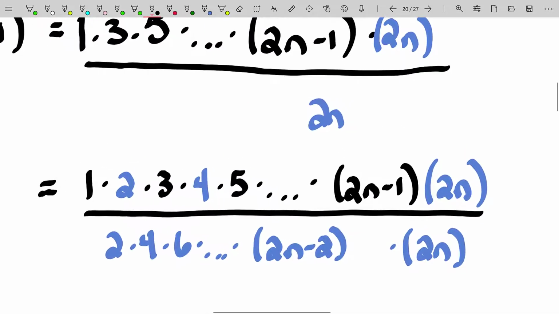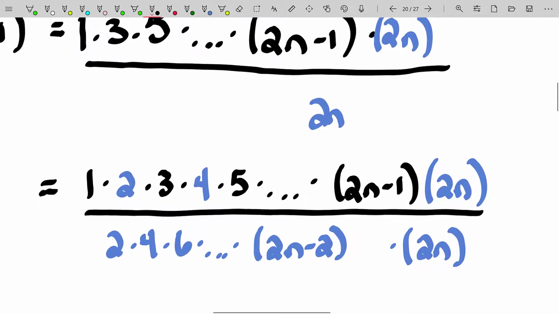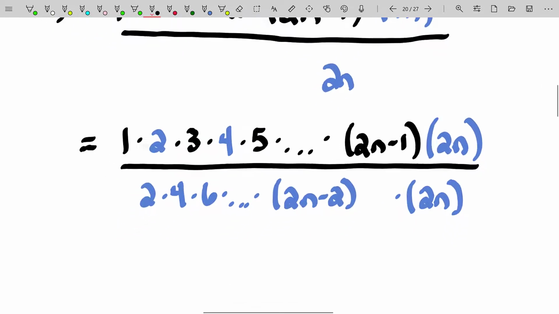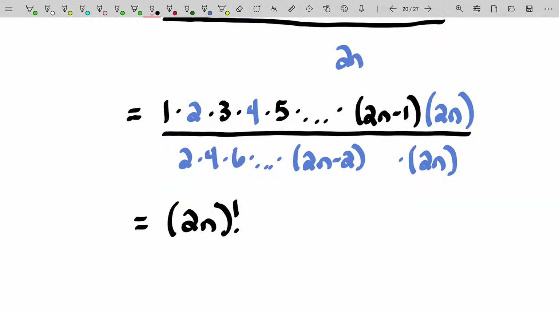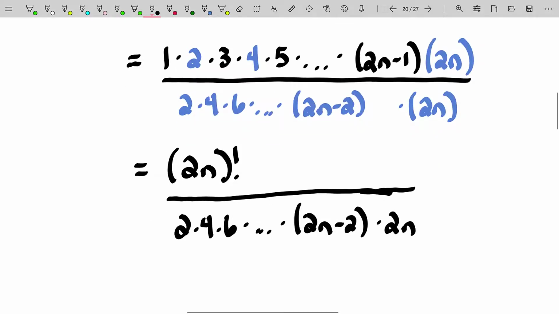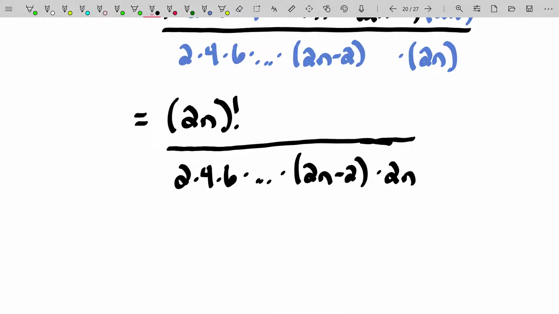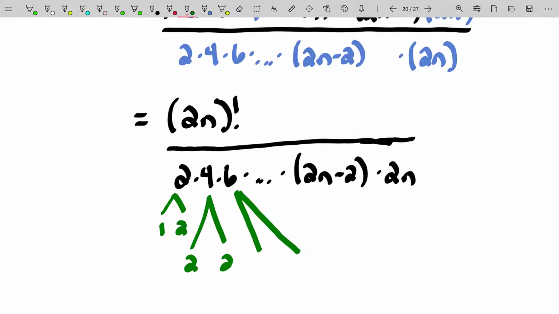Now let's note that the numerator is just the product of all natural numbers all the way up to 2n. That is, it's 2n factorial. In the denominator, it's, oddly enough, a product of the even natural numbers all the way up to 2n. Every even number is actually divisible by 2. For example, 2 is just 1 times 2. 4 is just 2 times 2. 6 is just 3 times 2, and so on and so forth down the line.